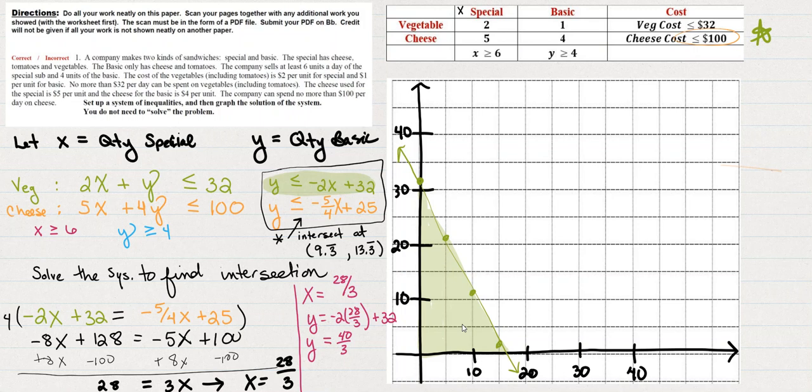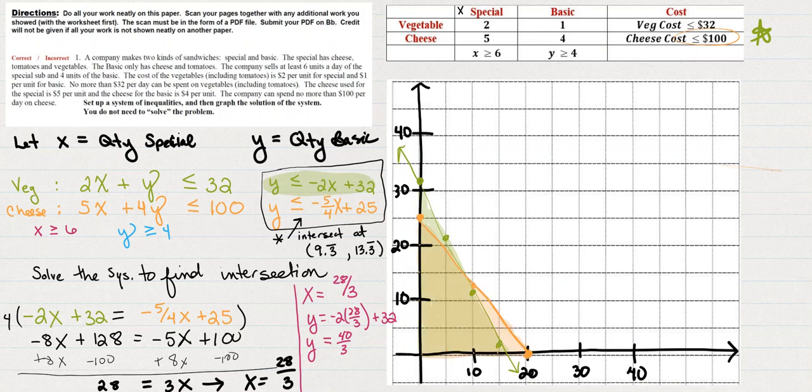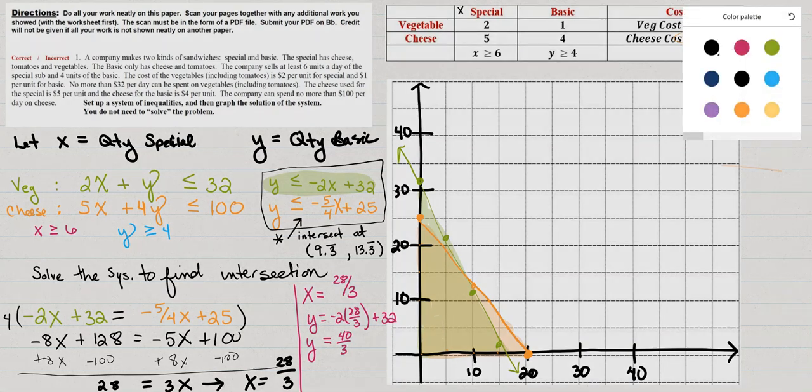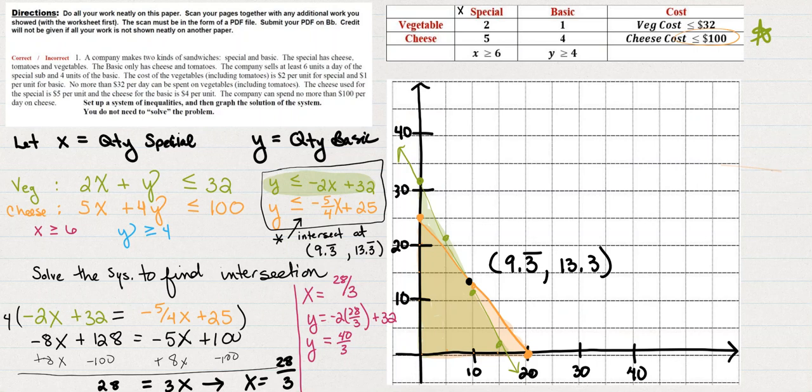Now I could do the same for the cheese function. And by shading with some color, I can see that the part that they both share is a part that's both green and orange. I'm going to go ahead and plot in my corner point, because I already found the 9 1/3, 13 1/3, I found that corner point, so I know exactly where they're intersecting already.